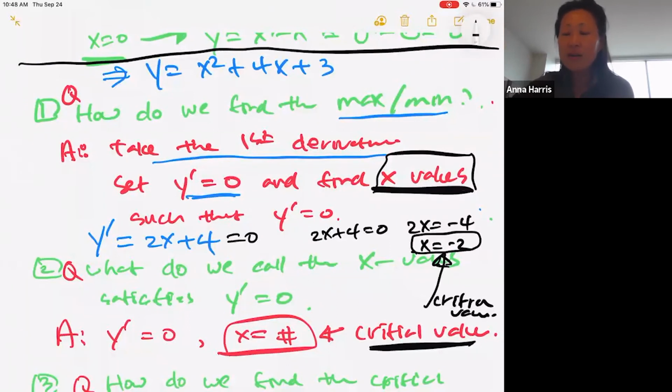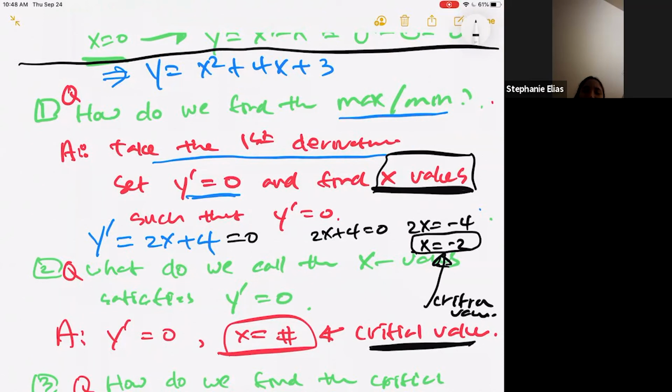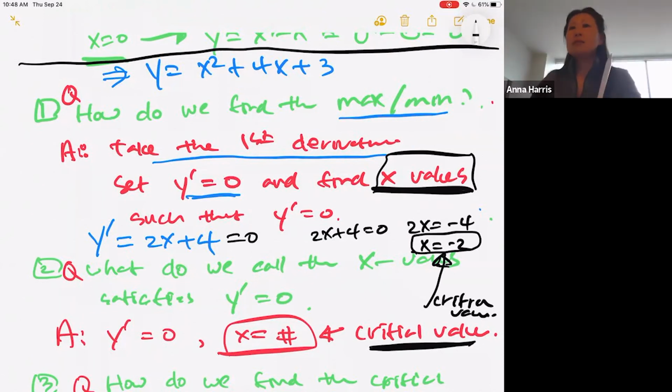Stephanie, how do you find the max or min of the given function? Are you there? Do we plug it in? No, how do you find the max or min? What do I need to do? Take the first derivative. Thank you, Diavia.